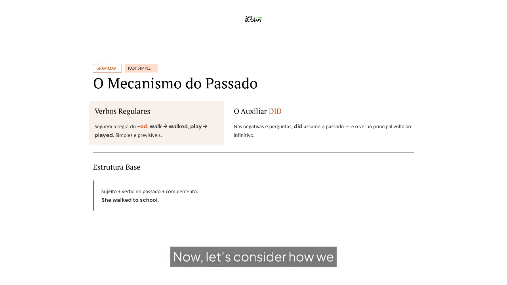Now, let's consider how we handle negatives and questions in the past simple. Here, the auxiliary verb did plays an essential role. When we want to make a negative statement or ask a question, did takes on the past tense, and the main verb reverts to its base form. For example, if you want to say that you did not walk to school, you would say, I did not walk to school, rather than I didn't walked. This structure is crucial because it keeps your sentences clear and correct.